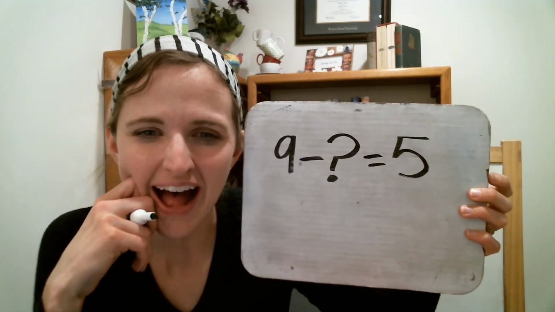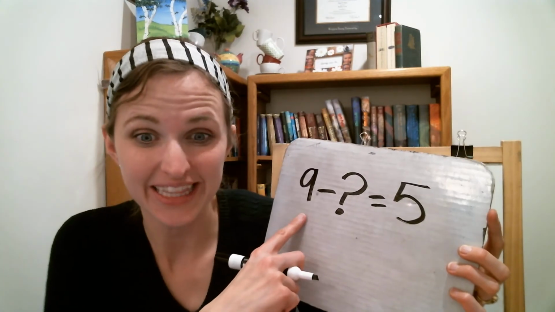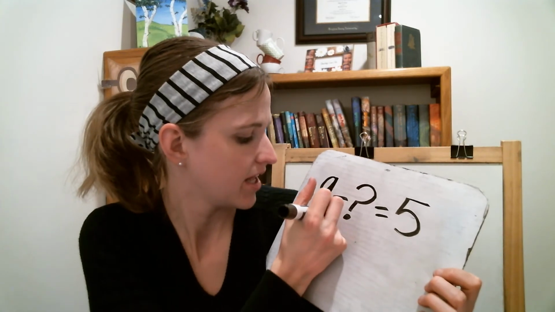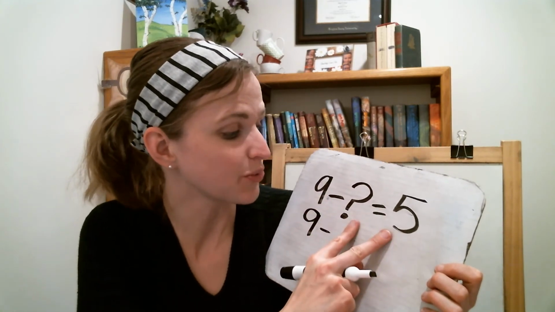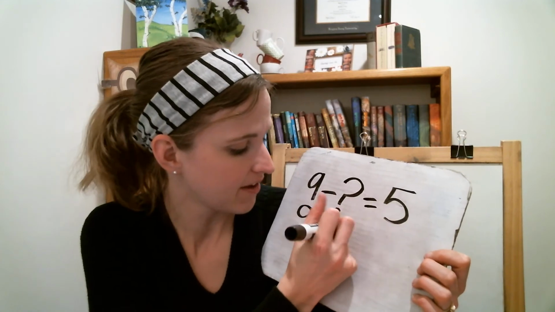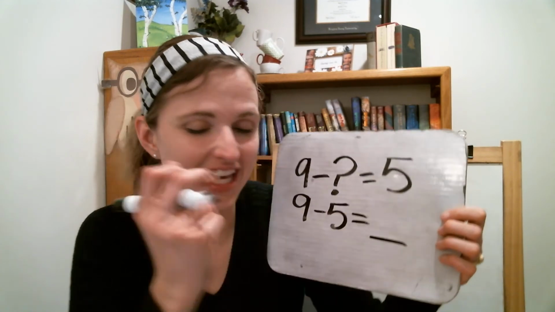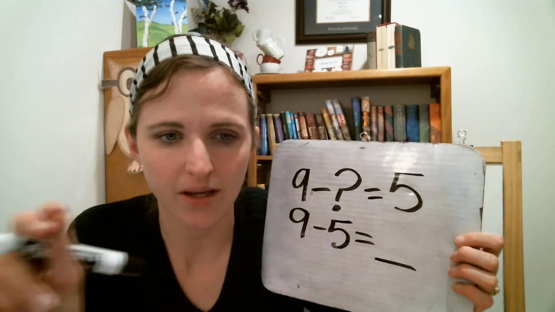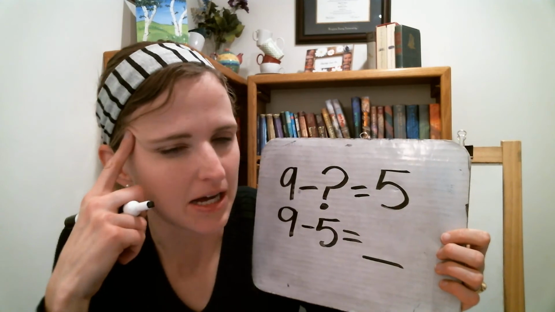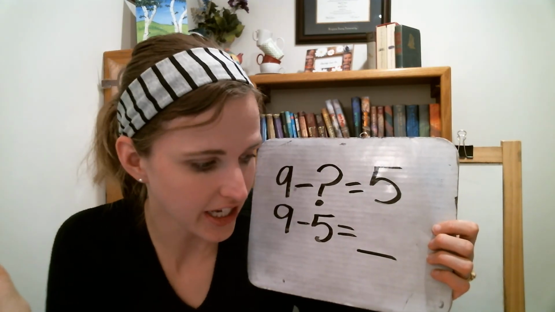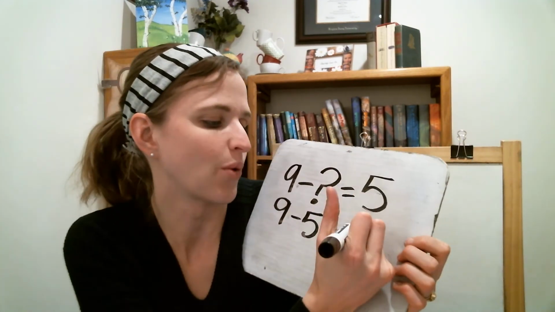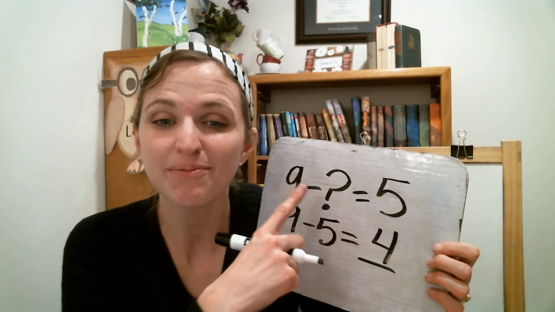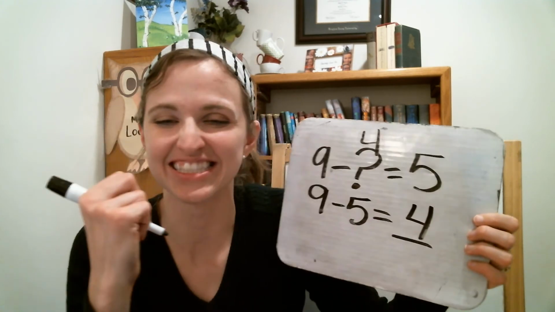Well, remember how we know related math facts? Let's solve a related math fact. 9 minus, you can switch these two, right? 5 equals how many? Count down, use a 10 frame, count, use your fingers, use a number line, whatever you need. It is a 4. 9 minus 5 is 4. So 9 minus 4 is 5.